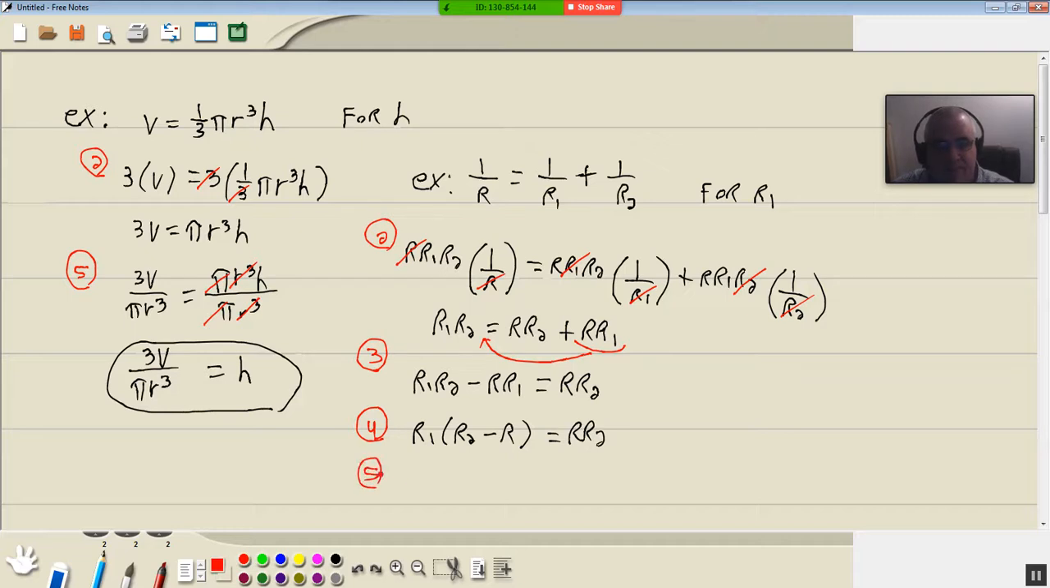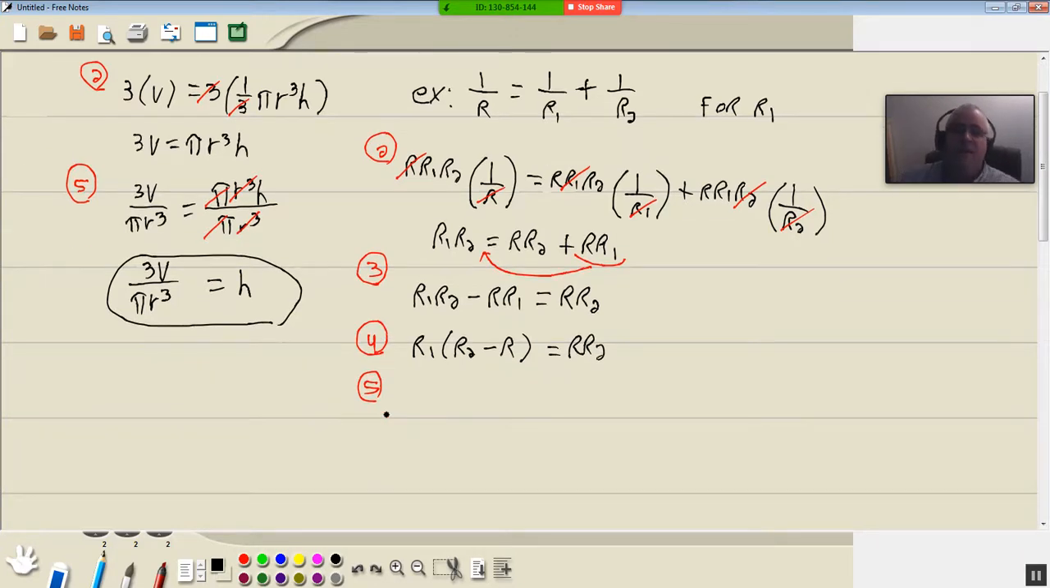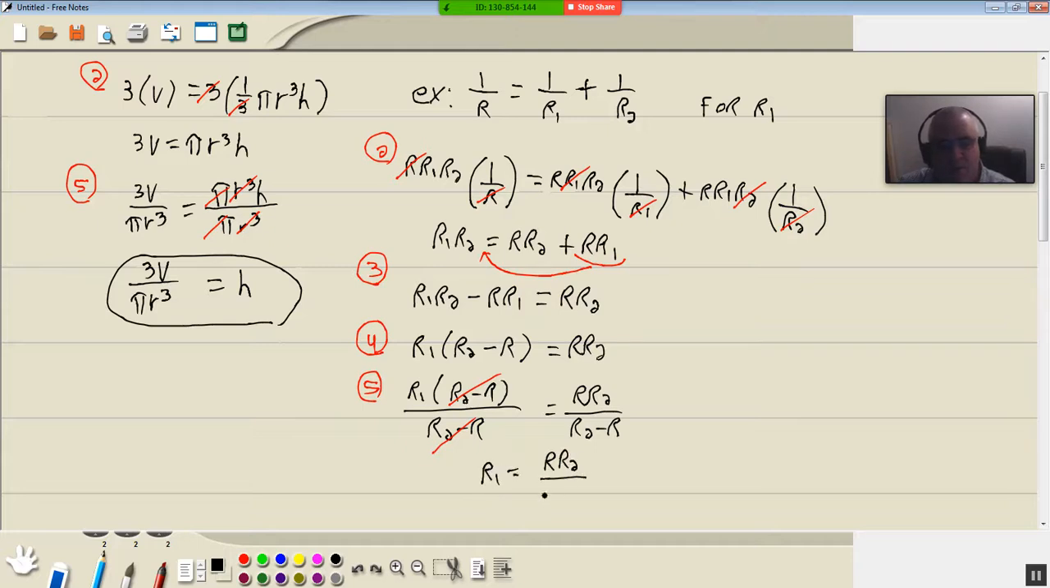And then step 5, divide both sides by what's in front of or in back of the variable you're solving for. There's nothing in front of the r1, but there's an r2 minus r after it. So we'll divide both sides by that. Now when we do that, this r2 minus r cancels with this, and we're left with r1 is equal to r2 over r2 minus r. And that's our answer.